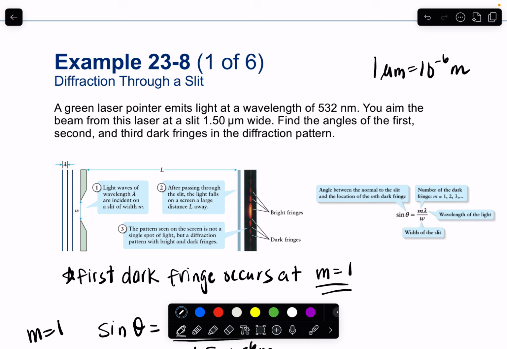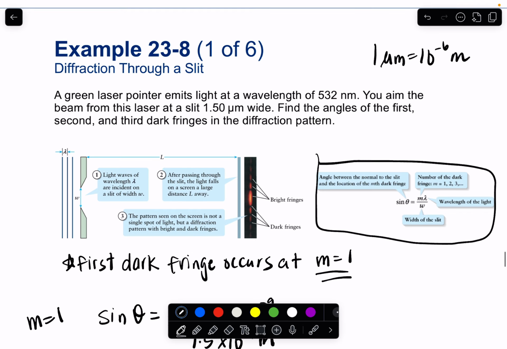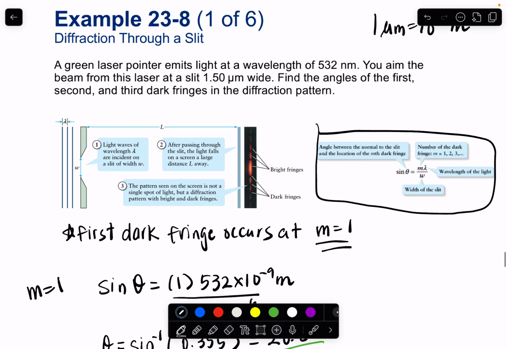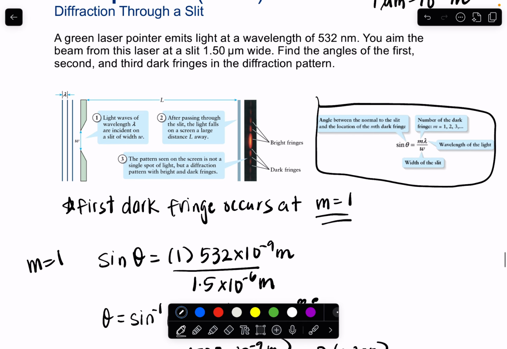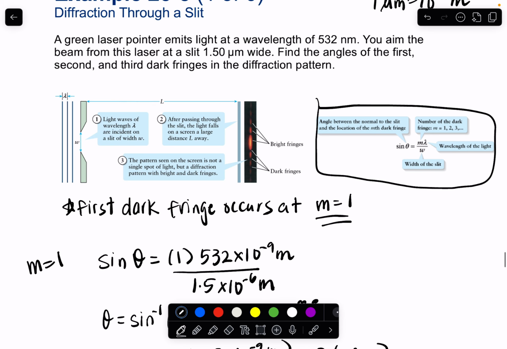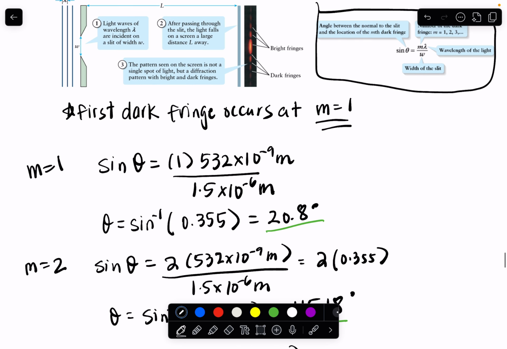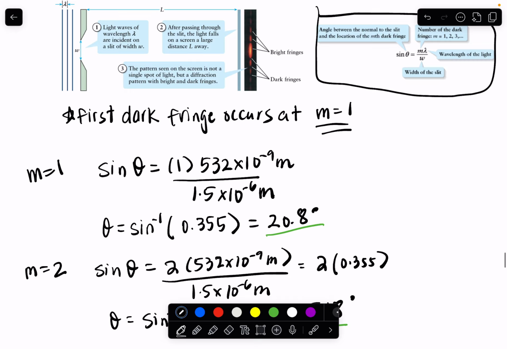And so this equation here tracks the dark fringes, right? This is the destructive interference or the dark fringes of the pattern, okay? So we want to find the first, second, and third. So the first dark fringe is m equals 1. We know the wavelength. We know the width of the single slit. We can easily find theta here, right? Pretty straightforward. It's going to occur at 20.8 degrees.